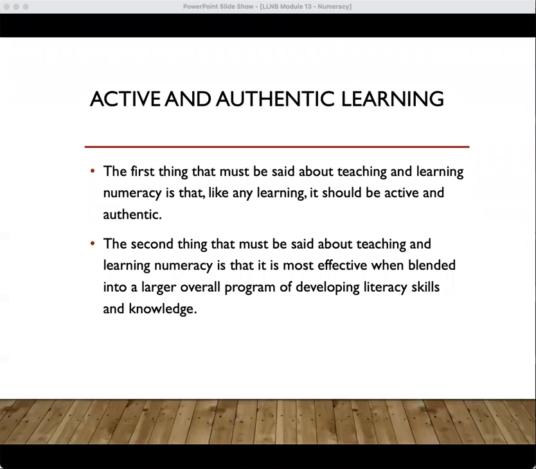This approach and its components are very important. So the first thing that must be said about teaching and learning numeracy is that, like any learning, it should be active and authentic. Research into adult learning has demonstrated that learning is most effective when it is useful to the learner and tied to meaningful real-life situations, such as grocery shopping, deciding which gas station has the best price, completing a work-related form, and so on. In addition, the learner needs to be actively engaged in their learning, rather than passively memorizing formulae and multiplication tables.